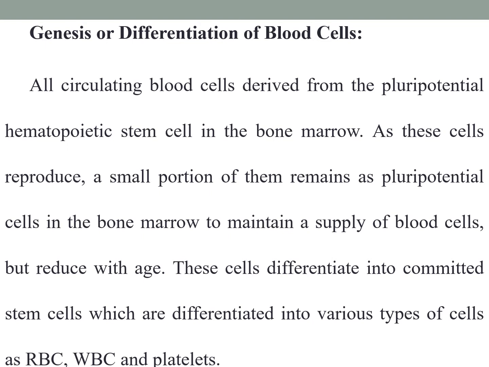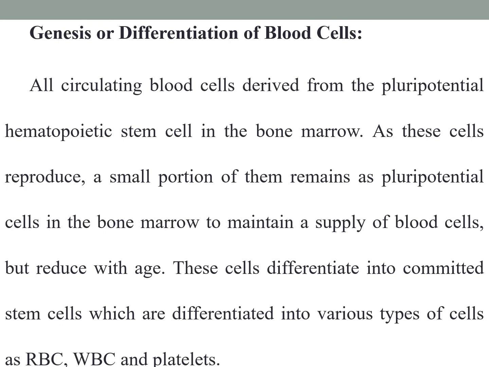Genesis or differentiation of the blood cells, the stages of formation of the blood cells. All the circulating blood cells are derived from one type of cell which is called pluripotential hematopoietic stem cells, which is present in the bone marrow. As these cells produce the blood cells, a small portion of them remains as pluripotential cells in the bone marrow to maintain the supply of the blood cells throughout life, but their number will reduce with age.